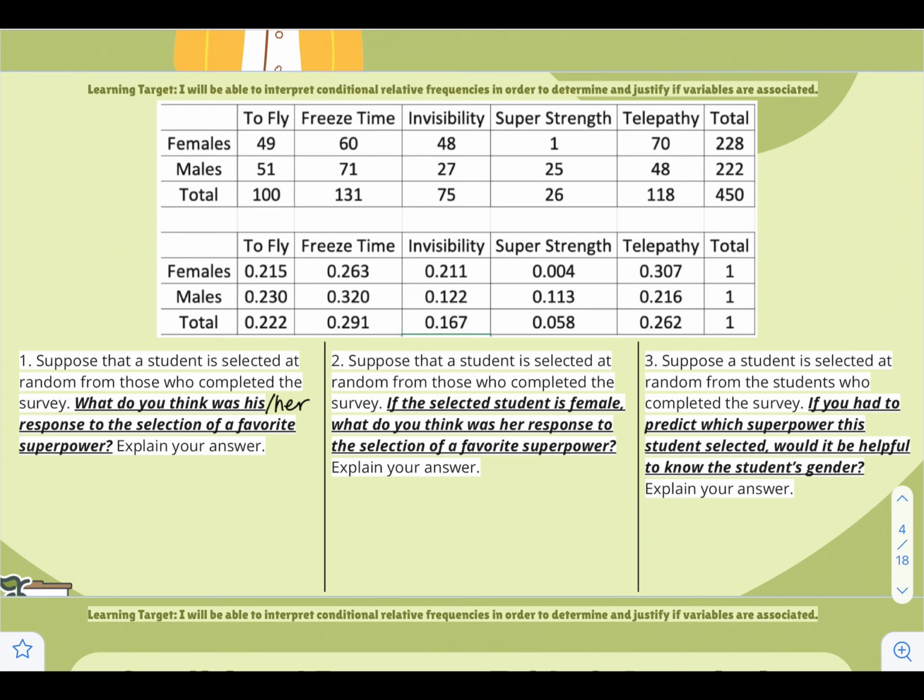So the first question says, suppose a student is selected at random from those who completed the survey. What do you think was his or her response to the selection of a favorite superpower?